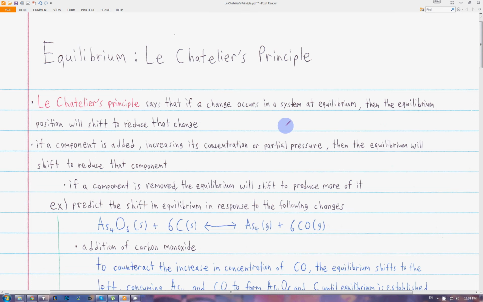In this video we're going to go over Le Chatelier's principle, which is something that allows us to predict how a system at equilibrium will respond to any changes. So Le Chatelier's principle says that if a change occurs in a system at equilibrium, then the equilibrium position will shift so that the system can act to reduce that change.